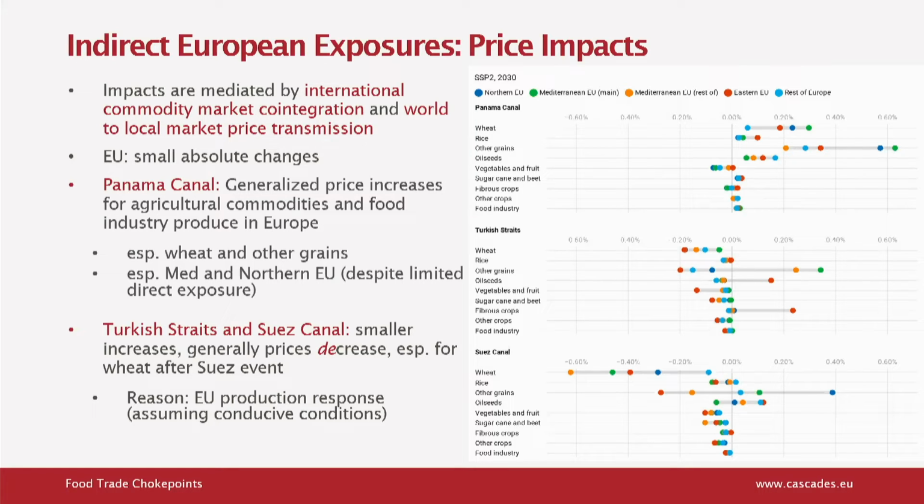For the other two shocks in the Turkish Straits and Suez Canal, we see smaller price increases, and we generally see price decreases, especially after the Suez event for wheat. And that's, we think, because you could envisage an EU production response, assuming that the climate is conducive to that. You might see EU domestic production ramping up as a result of decreased import availability.